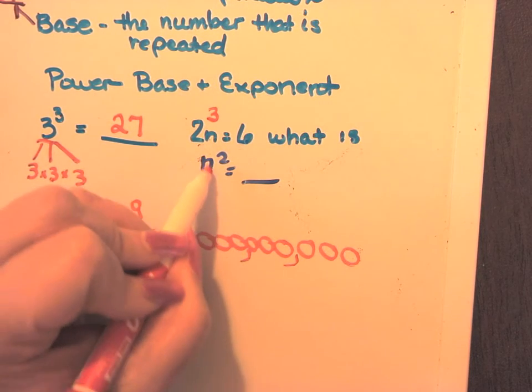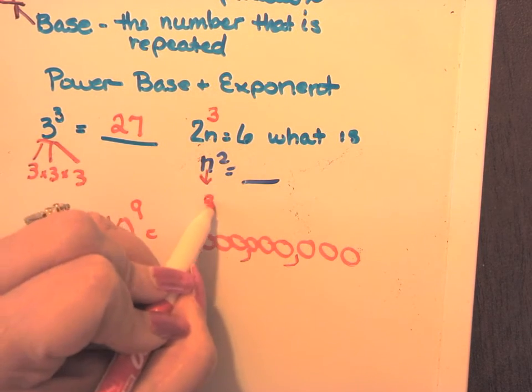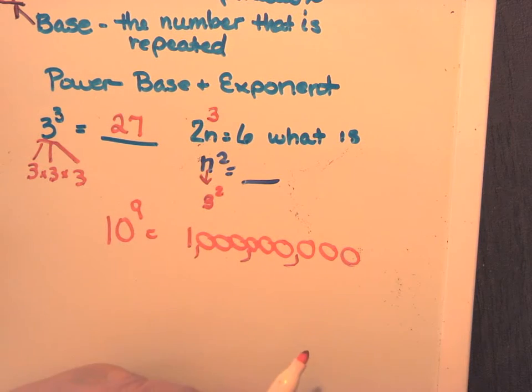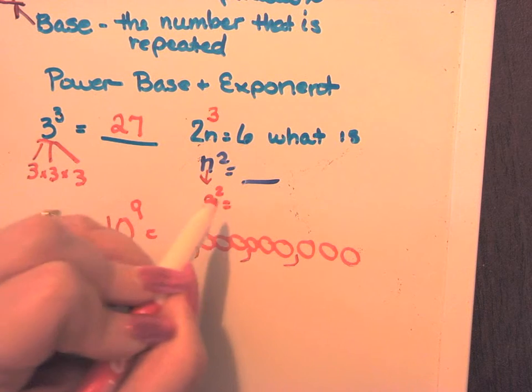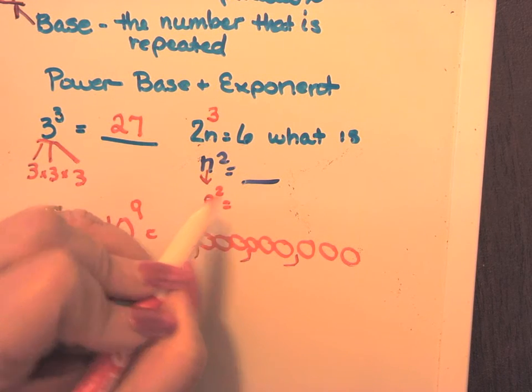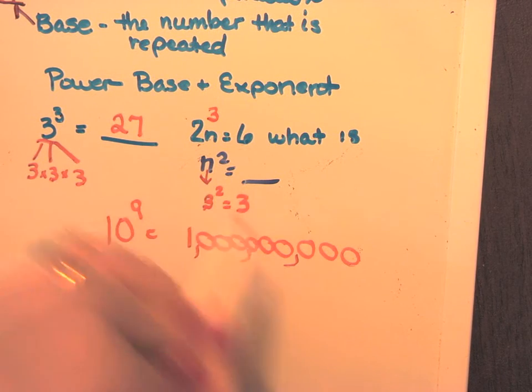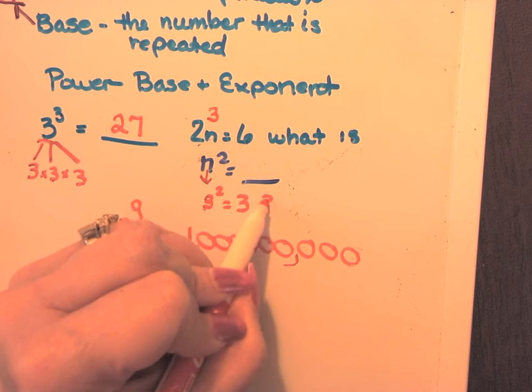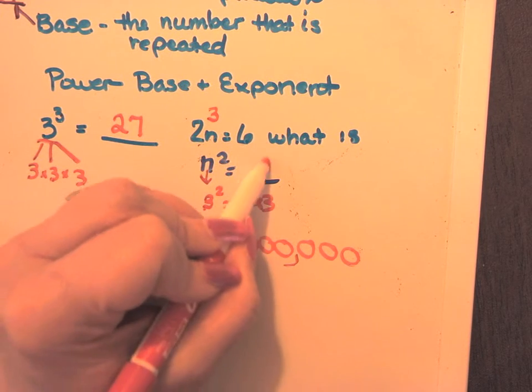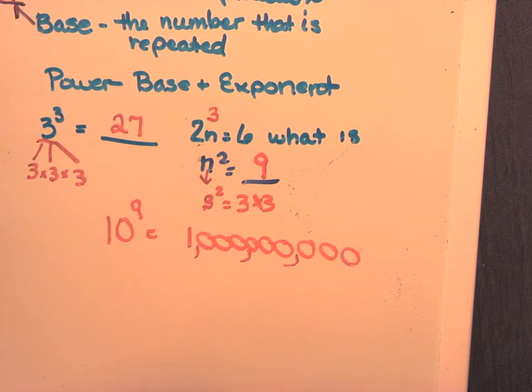So if I put the number 3 there in place of the letter n, and I put the 2 up there for the squared, 3 squared, remember the 3 is the number I'm writing down. How many times am I writing down that 3? 2 times. So I have 3 times 3, which equals 9. So n squared equals 9.